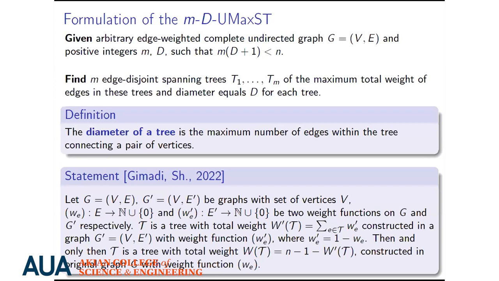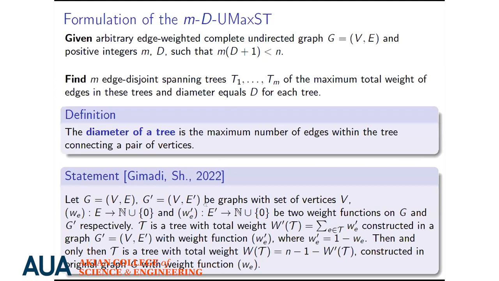Let us remind that the diameter of a tree is the maximum number of edges within the tree connecting a pair of vertices. This work is based on two works by us, which were published in 2022 and 2023. In the work from 2022, we considered one maximum weight spanning tree with a given diameter. And in the work of 2023, we considered several edge-disjoint spanning trees, but for the minimization problem. And we want to reduce our problem with several maximum spanning trees to the minimum case. And it is done by using a statement from this work.